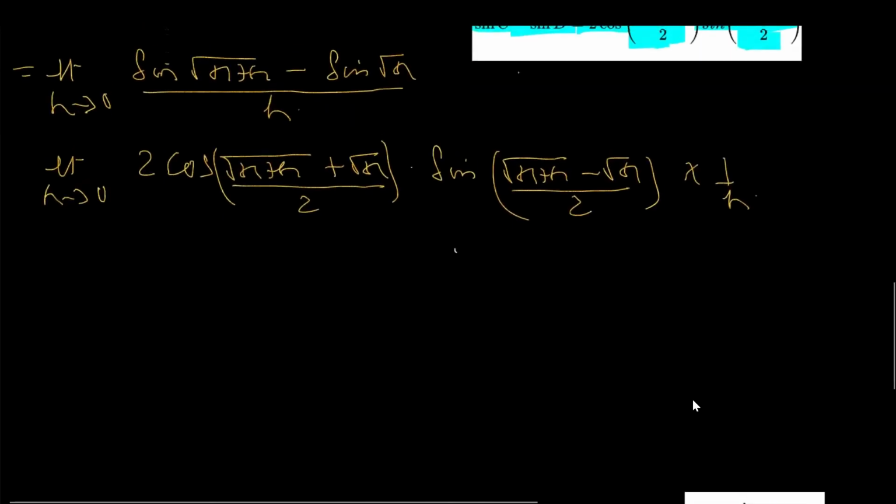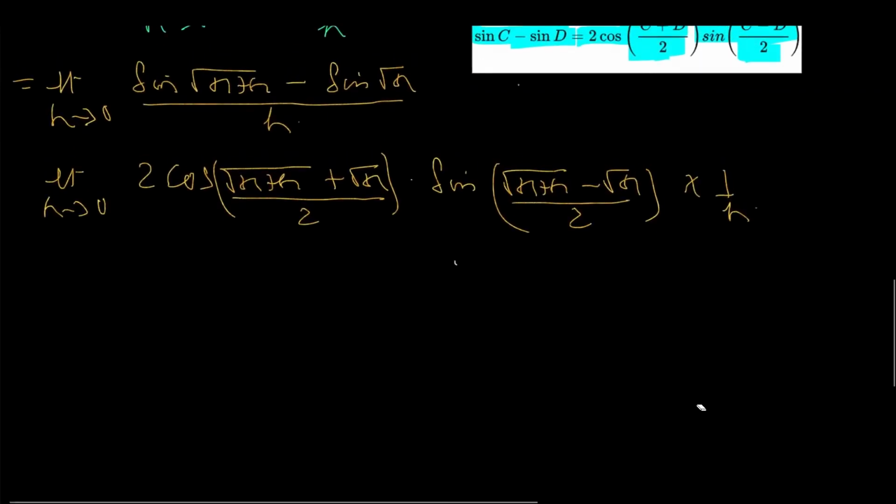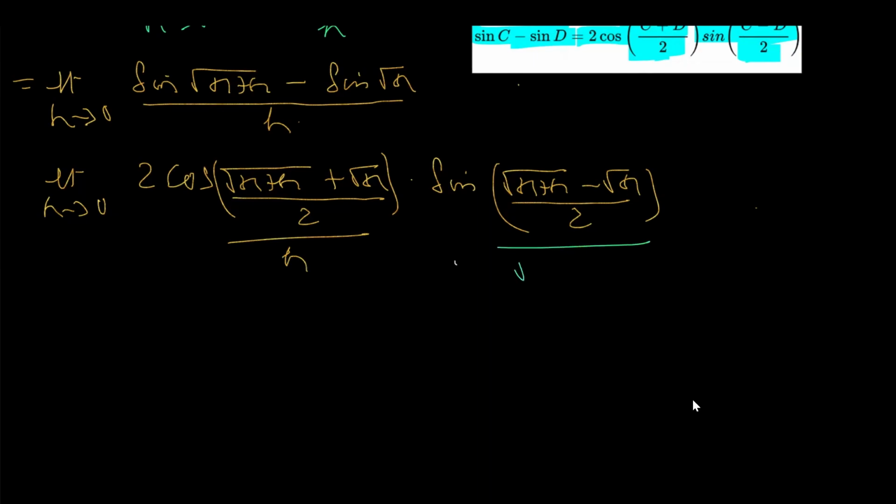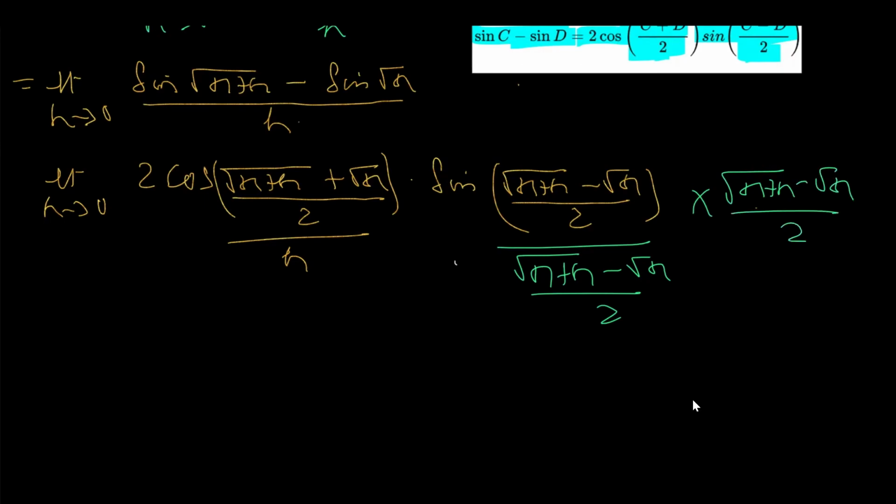Now in the next part, what we are going to do is, let's say, I'm going to write this h along with this, right? So I can do this in this step only. Let's say if I write h over here. Now for this part, I'm going to multiply and divide it by √(x+h) + √x over 2. And now I'm multiplying it by √(x+h) − √x over 2.